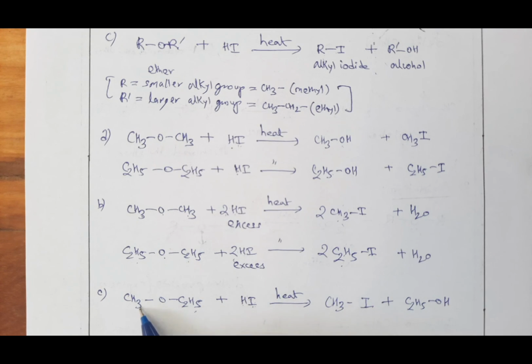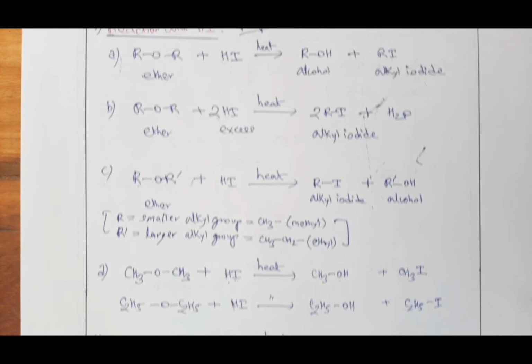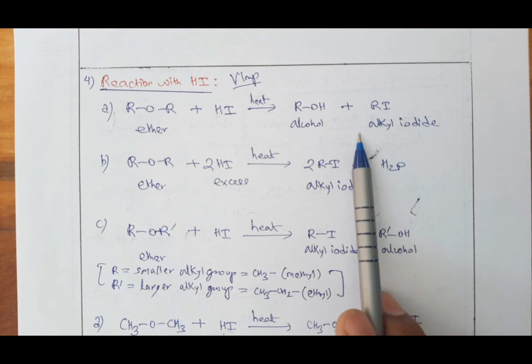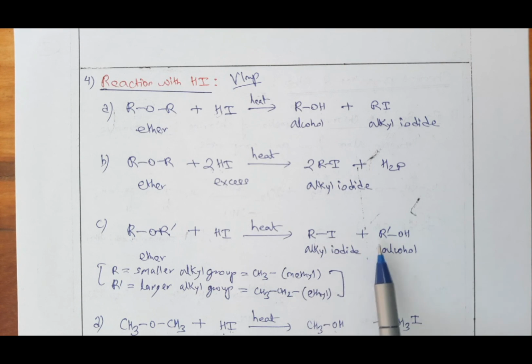So larger iodine will go with the smaller alkyl group, and smaller hydrogen will go with the larger alkyl group to form alcohol. So students, this is very, very important. Please take a screenshot to make notes. And do remember the different conditions of how HI reacts with ether. Limited HI will give you alcohol and alkyl iodide. Excess will give you only alkyl iodide with water. And with unsymmetrical ether, you get alkyl iodide and alcohol, just like the first one. But who will give iodide? Who will give alcohol? Larger goes with smaller alkyl group, smaller will go with larger alkyl group. So please do take the screenshot to make the notes.